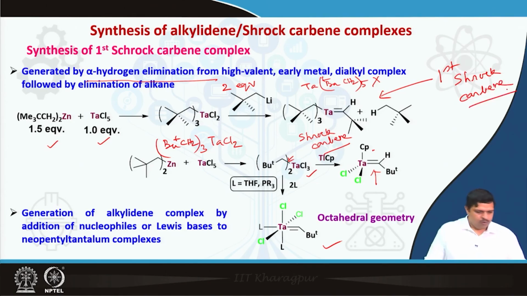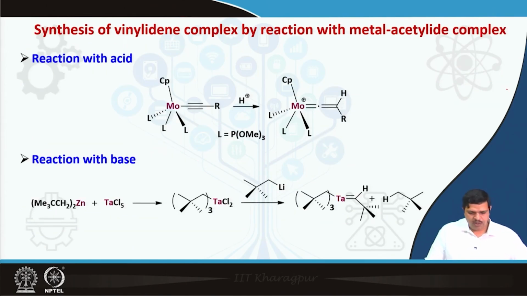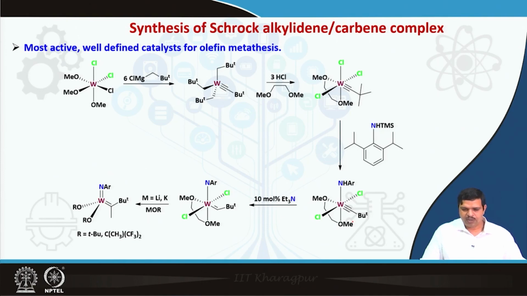Similarly, with different types of strategies, an alkyne complex, if you react in presence of Bronsted acid, you can get the vinylidene complexes, and if you use a similar strategy with base, you can get the metal carbene, that is the Schrock carbene type complexes already discussed. So these are some of the efficient metathesis catalysts. We will discuss the reactivity later.